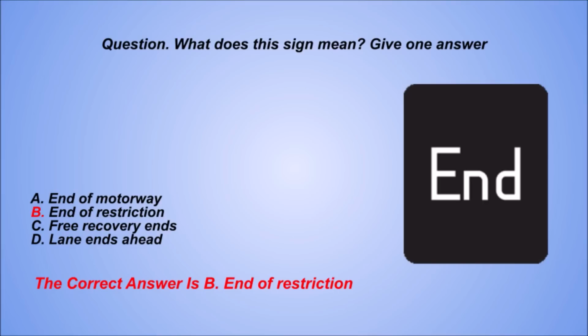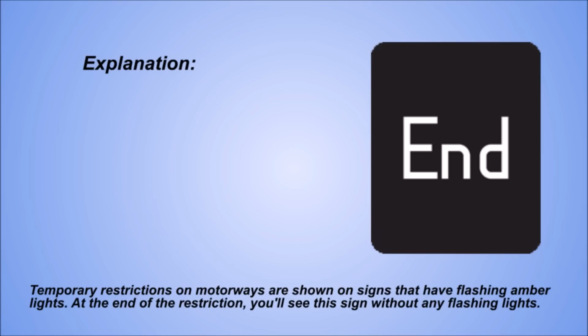End of restriction. Explanation: temporary restrictions on motorways are shown on signs that have flashing amber lights. At the end of the restriction, you'll see the sign without any flashing lights.